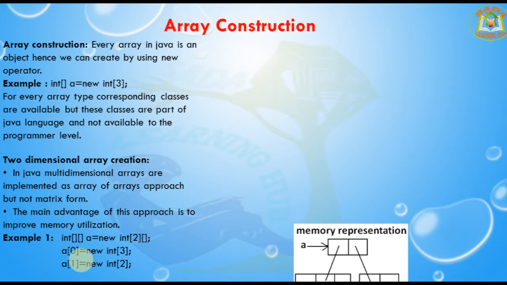Now I am creating the inner array for A of 0, which has a size of 3 elements. A of 1 inner array has a size of 2 elements.